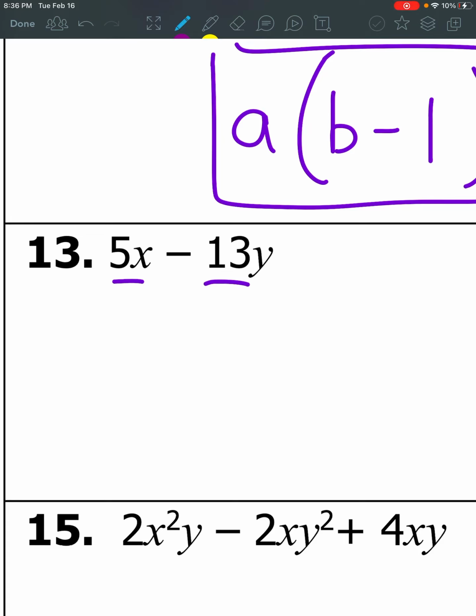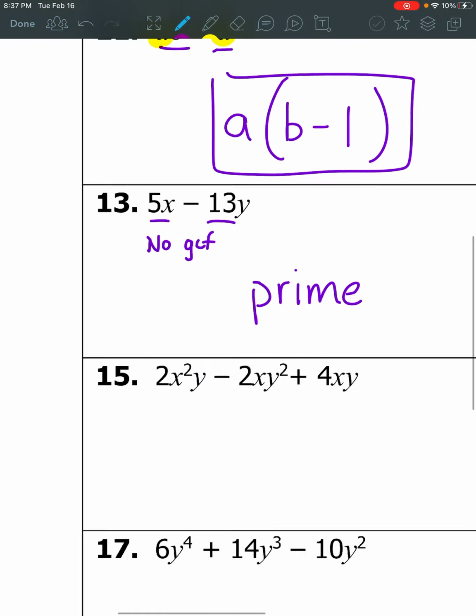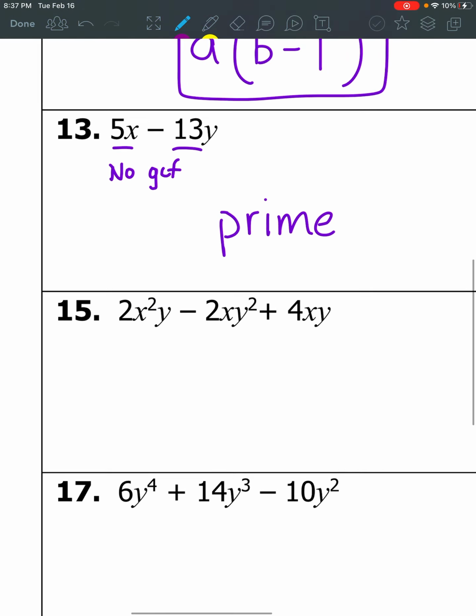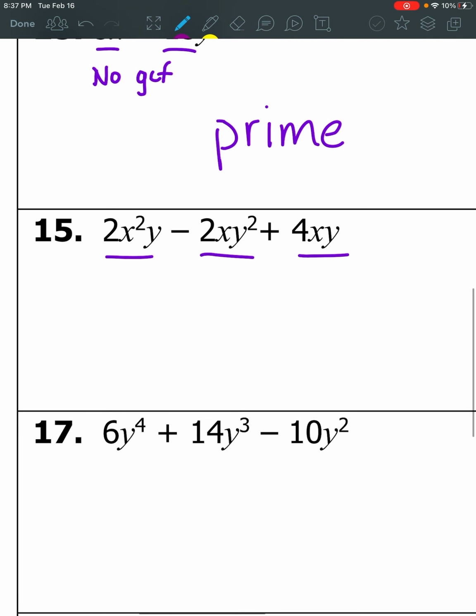So in this case, when there is no GCF between the coefficients and the variables, then we say that this polynomial is prime. We cannot factor it. Okay? Going to keep going where we have 3 terms, just do a couple more here. So now we have to find the GCF of all 3 terms.